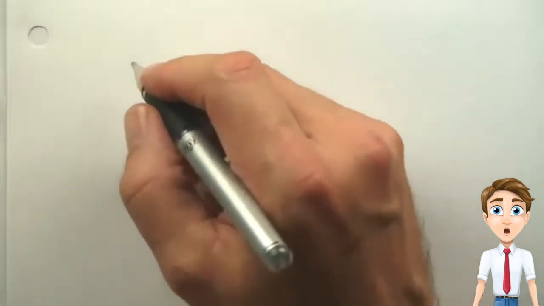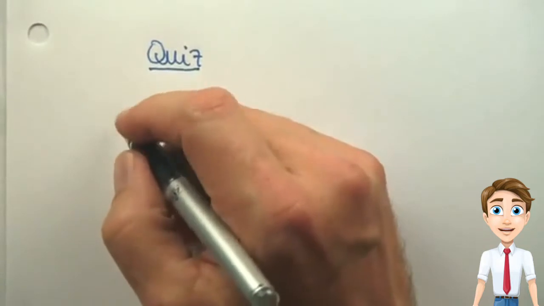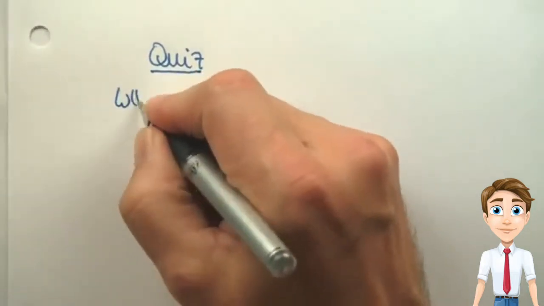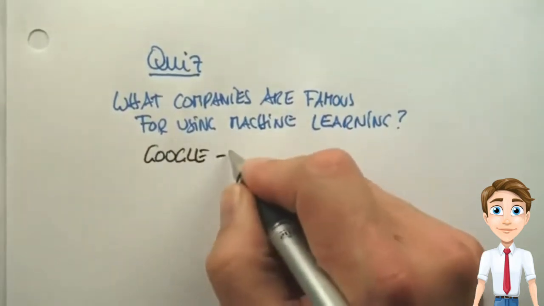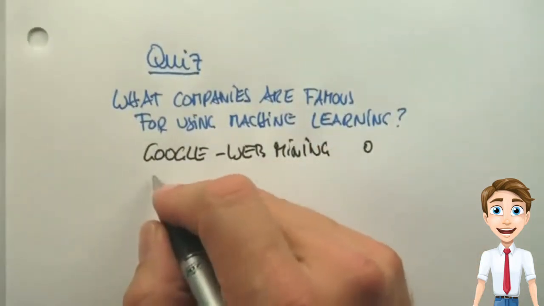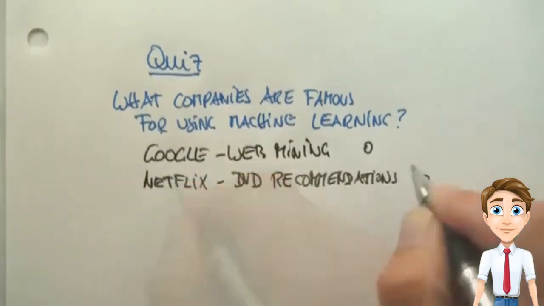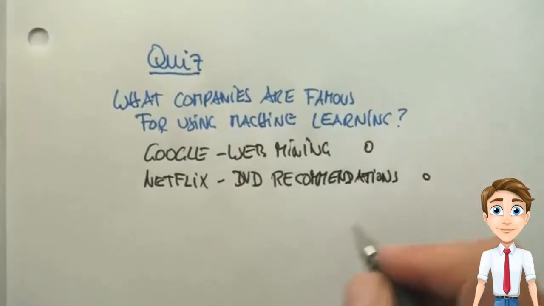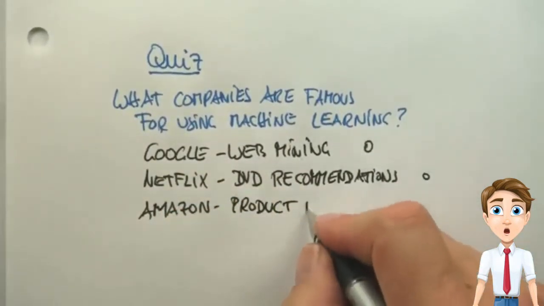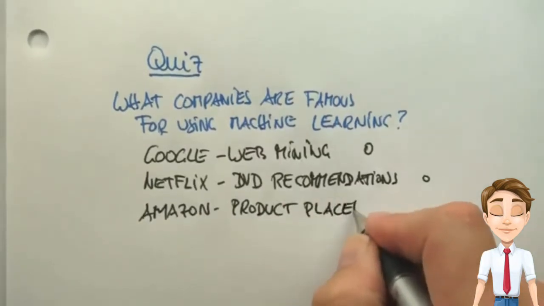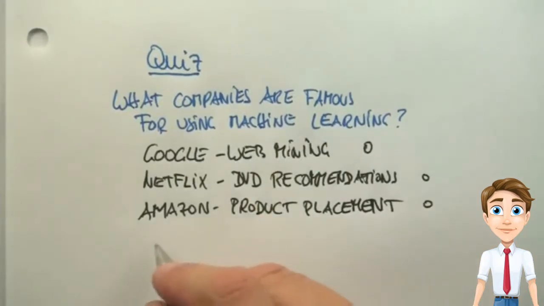Let me start up with a quiz. The quiz is: what companies are famous for machine learning using data? Google for mining the web. Netflix for mining what people would like to rent on DVDs, which is DVD recommendations. Amazon.com for product placement. Check any or all, and if none of those apply, check down here.